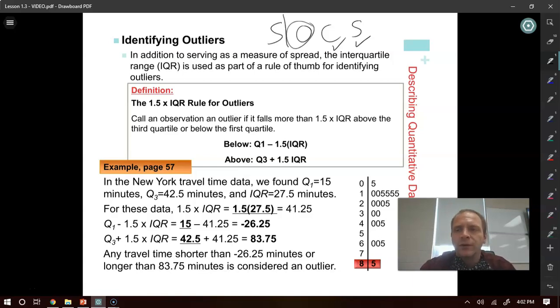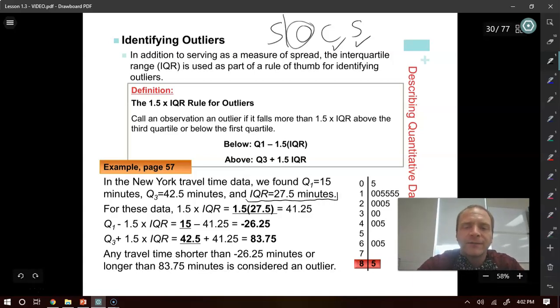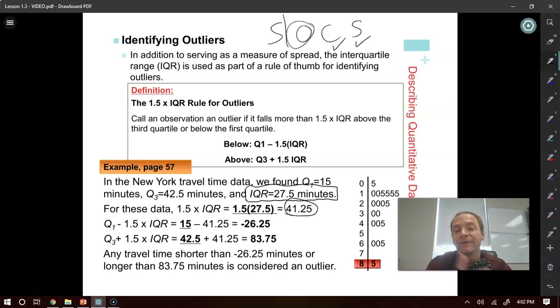So now we do the new work. Now we find what 1.5 IQR is. I take 1.5 times the IQR value we found in the previous part of this problem, and that gives me 41.25. I'm going to take that value and subtract it from my first quartile. My first quartile, in previous slides, was 15. So if I do 15 minus 41.25, I get negative 26.25 minutes. That doesn't make sense. There is nothing that is going to be shorter than negative 26.25 minutes.